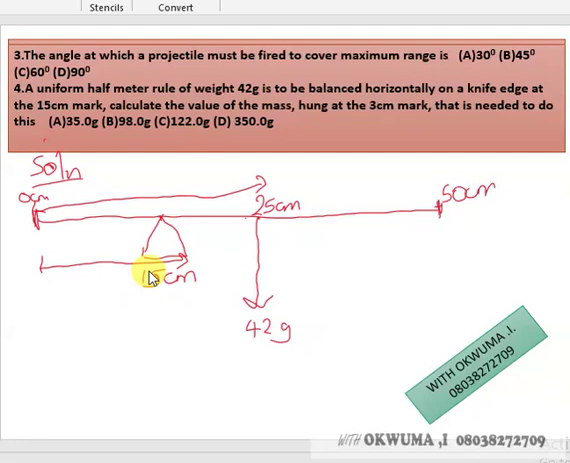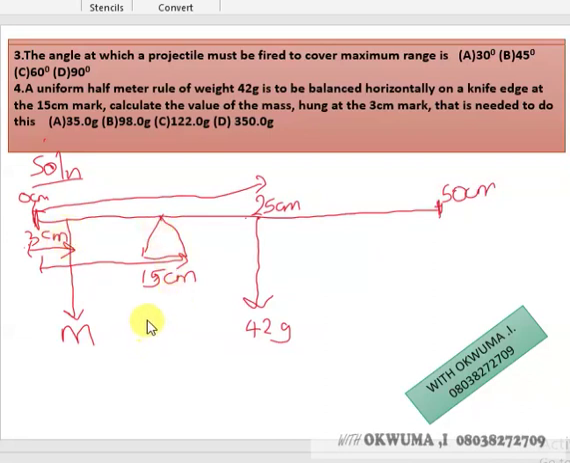Okay, calculate the value of the mass hung at the 3 cm mark that is needed to do so. So for you to balance it, you have to hang a mass at the 3 cm, and that is the mass we are looking for. So here, from here to here, how many? 3 centimeter.